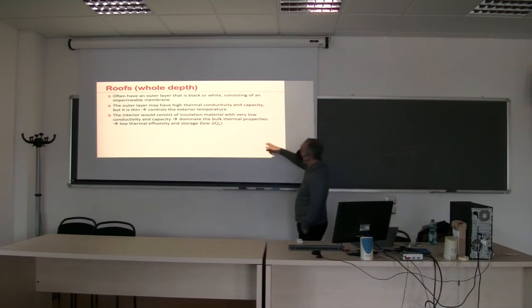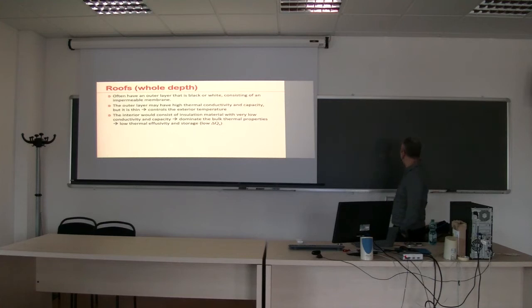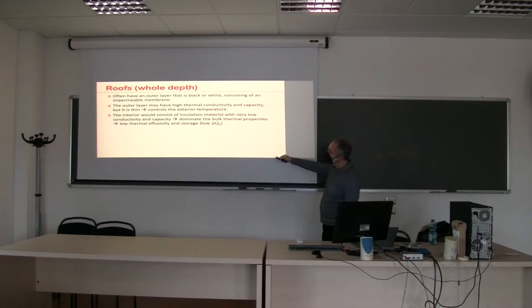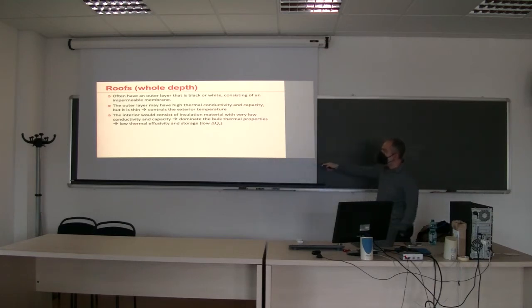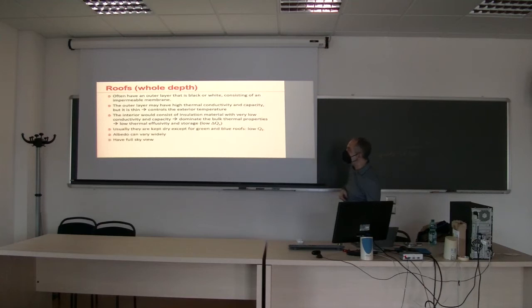The interior will consist of insulation material with very low conductivity or capacity, so you want a low effusivity. And this insulation layer will dominate the bulk thermal property and how much heat actually makes it into the building. You want something with low thermal effusivity and low storage. So you typically want to construct things that are insulating and not going to store a lot of heat, to give you low delta QS. If you want to design the optimal, that's not always the case, right?